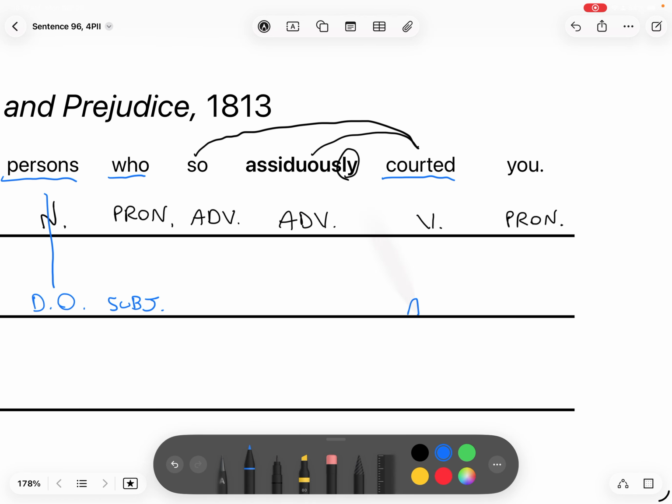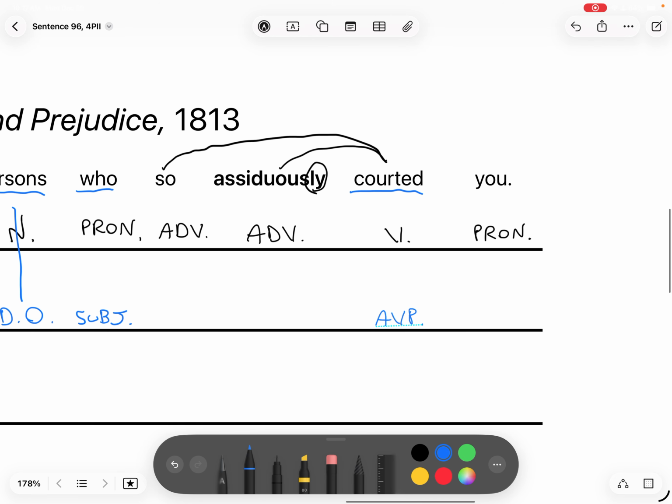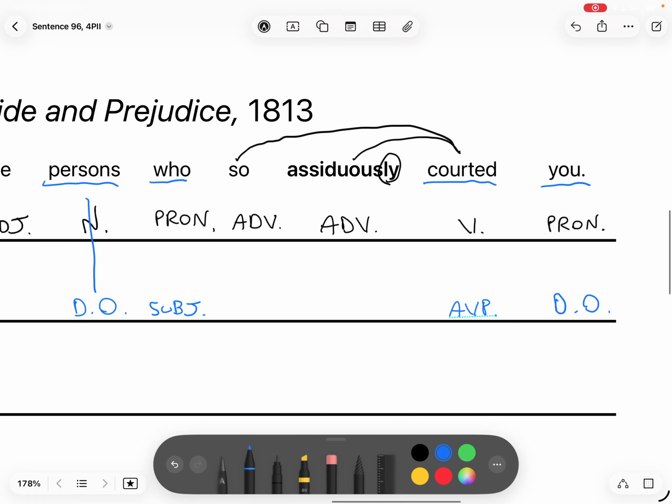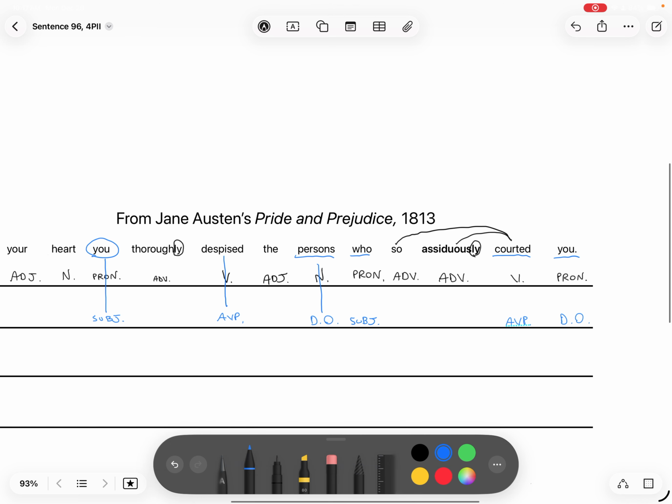This is another action verb predicate. And finally, we do seem to have a second DO as well. We have you here. Who courted you? The you, in general, is the recipient of the action of the courting. So we have you set as the DO. Okay, so there's our level 2 completed.